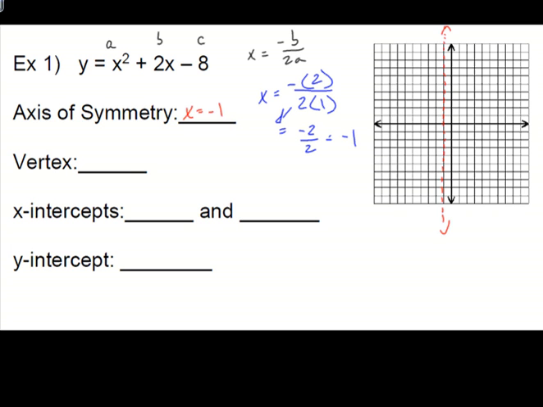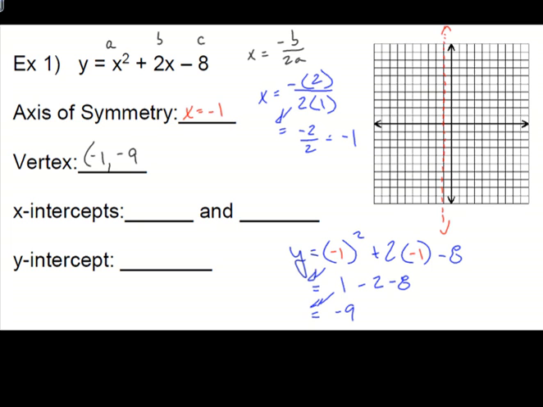To find my vertex, I'm going to plug this negative 1 back into the equation. So I'm going to have y equals, and I'm going to put in empty parentheses everywhere I need to substitute for my x. And that should be a minus there, minus 8. So I'm going to plug in a negative 1 into each of these spots. So I now have 1 minus 2 minus 8, which then gives me a negative 9. So my vertex is located at negative 1 and negative 9.